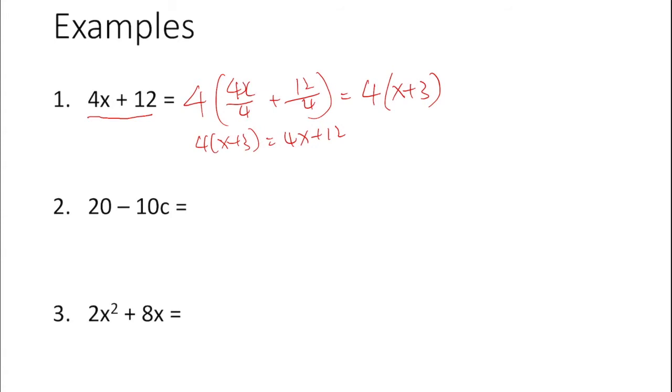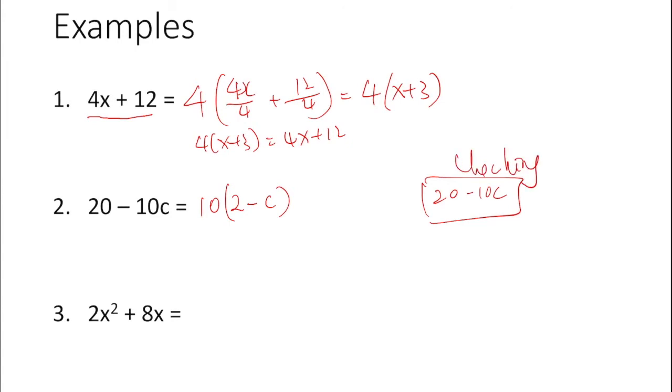What about number 2? Let's think about number 2. What can the highest common factor be? It can be 2, it can be 5, but in fact, if you look at it, the highest common factor would be 10. So if I take 10 out, the first term will become 2, and the next one will become c. Let's check it. 10 times 2 is 20. 10 times minus c is minus 10c. So that's the correct answer. This is checking.